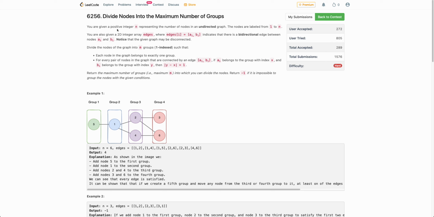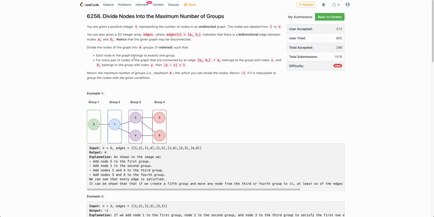The problem is, you are given a positive integer n, and an undirected graph which has n nodes labeled from 1 to n. As always, there is an edges array as well, where ai comma bi represents that there is an undirected edge between ai and bi. You have to divide the nodes into m groups, and each node in the graph should belong to exactly one group.